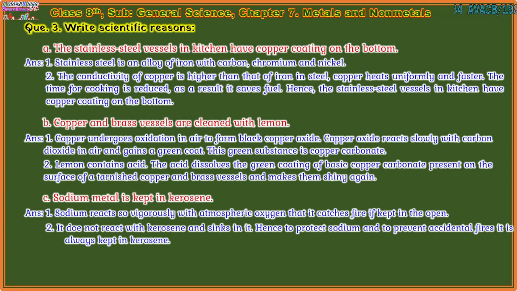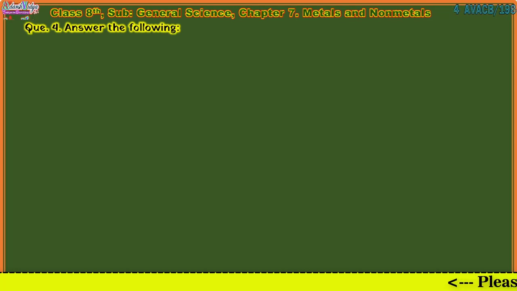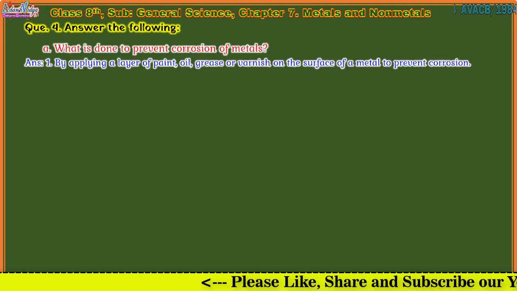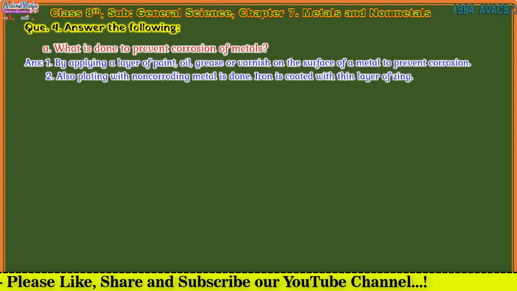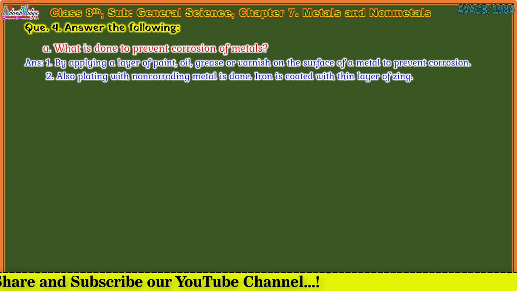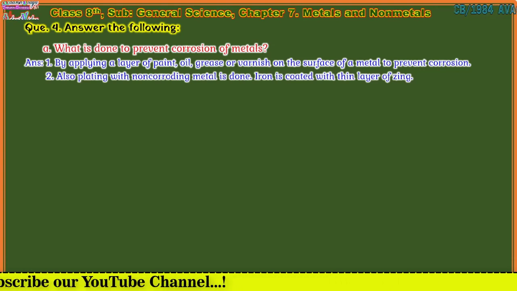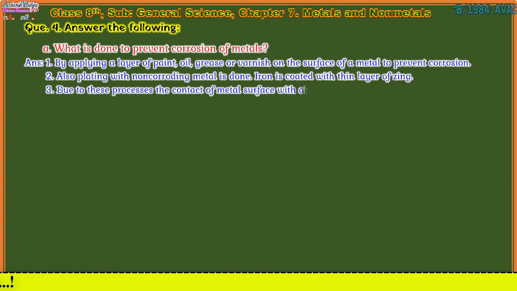Let's see the next question. Answer the following. First one. What is done to prevent corrosion of metals? Answer is, by applying a layer of paint, oil, grease, or varnish on the surface of a metal to prevent corrosion. Also, plating with non-corroding metal is done. Iron is coated with a thin layer of zinc. Due to these processes, the contact of the metal surface with air is lost and corrosion is prevented.